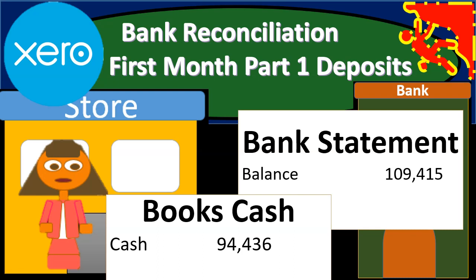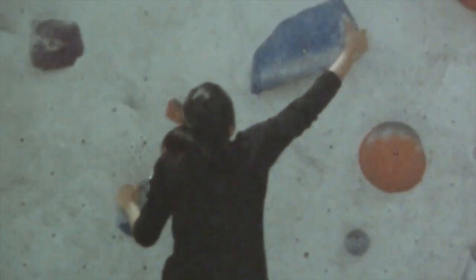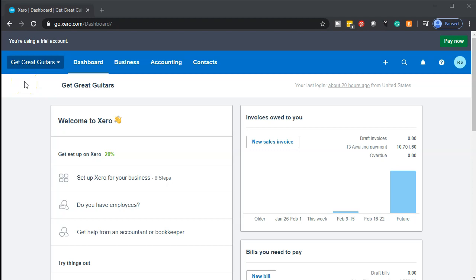In this presentation, we will continue on with our bank reconciliation for the first month of operations, starting off with the reconciliation of the deposits. Here we go with Xero. Here we are in our Get Great Guitars dashboard.